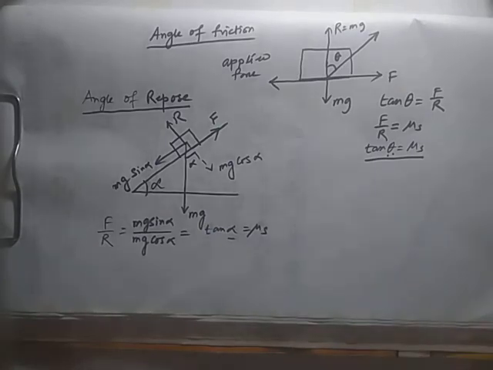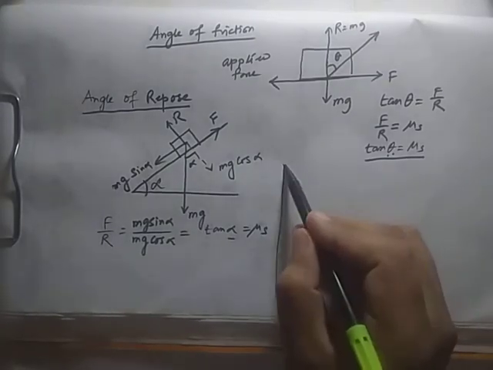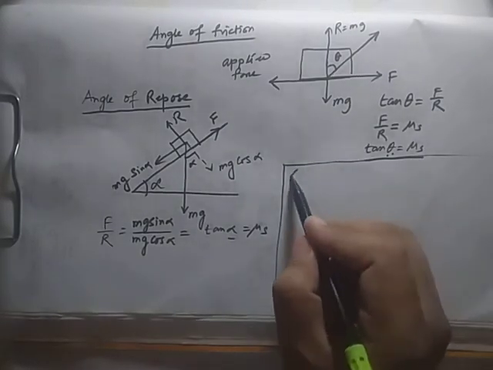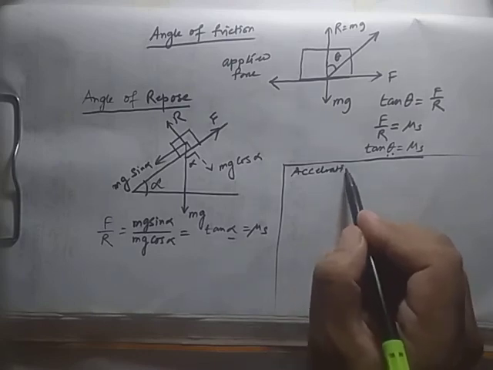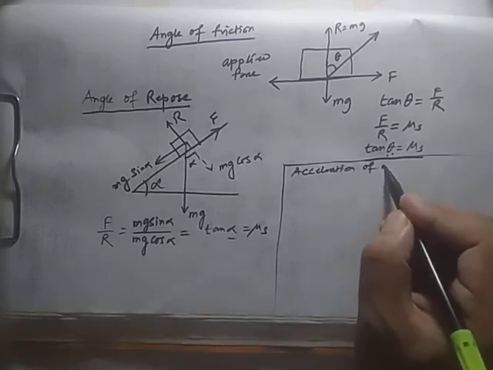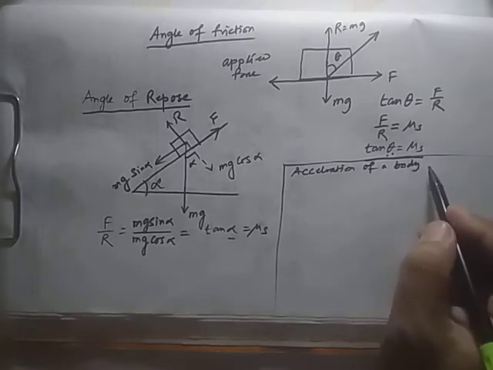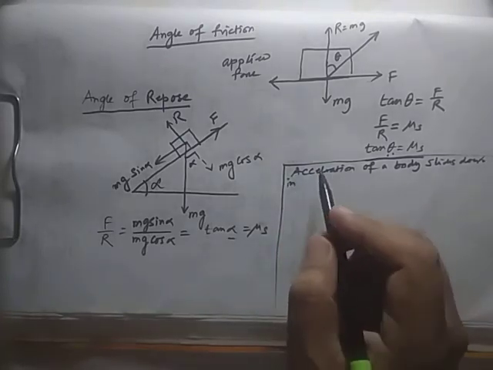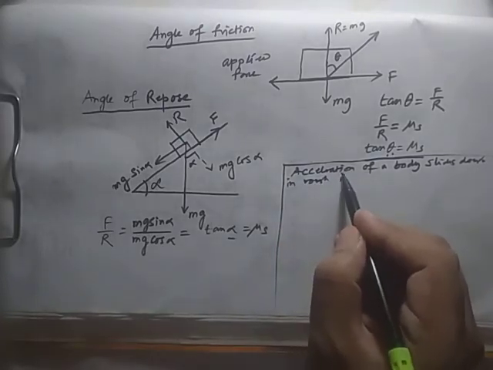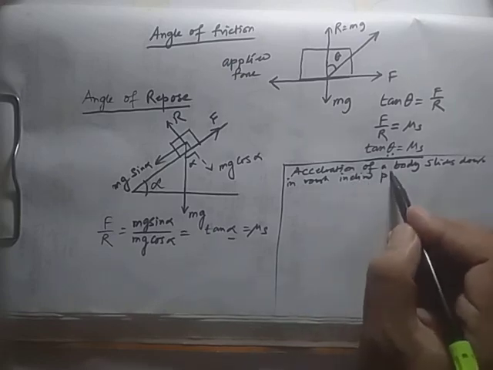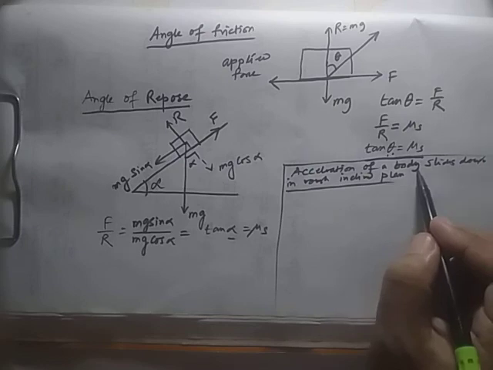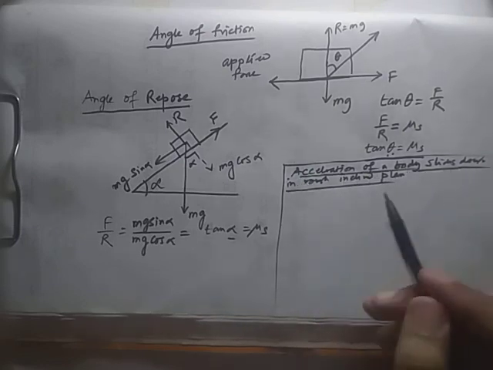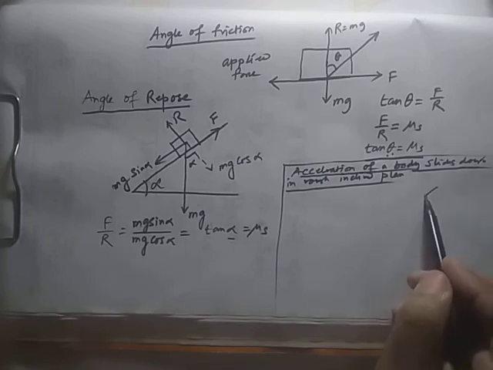So next one, the last topic, the acceleration of a body sliding down a rough inclined plane. So we'll do it here. So acceleration of a body sliding down in a rough inclined plane. So what is this? The object is sliding down this way.